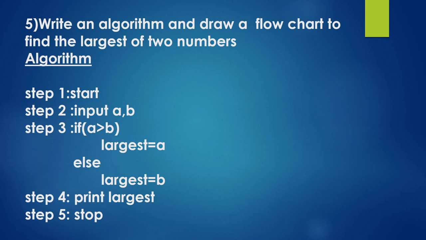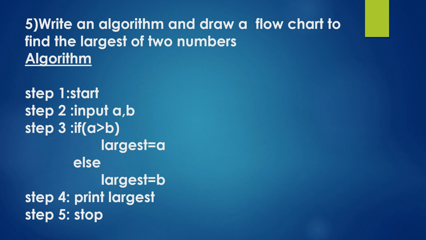Next question. Write an algorithm and draw a flowchart to find the largest of two numbers. That is, which is the largest value in two numbers. What are all the inputs and what are all the outputs? Inputs are two numbers. What will be the output? The largest value is the output.